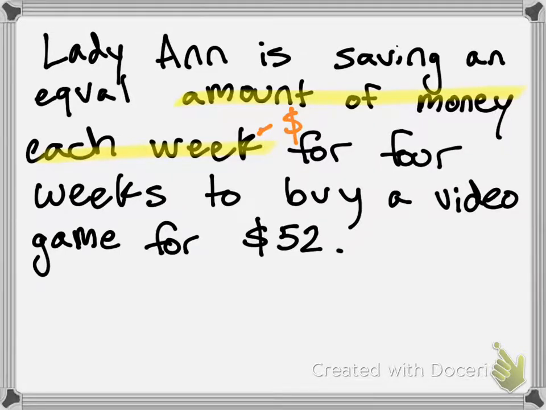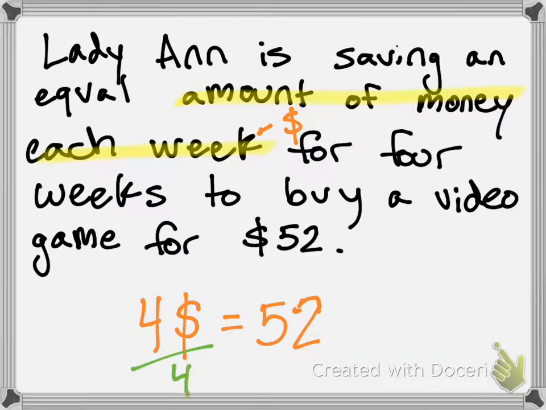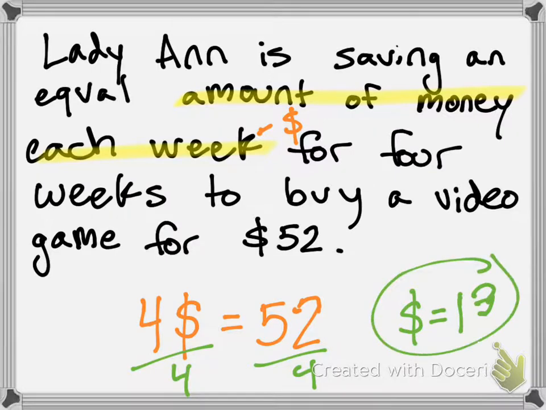So now I'm going to call on Carmen for the equation. Carmen was right. She said 52 divided by 4, but we have to write it in equation form. So we have 4 because she had 4 weeks. We don't know how much money she had each week, but we know that the total is $52. As Carmen was saying, we're going to divide each side by 4. So Jaden, what do we get as our answer? 13.